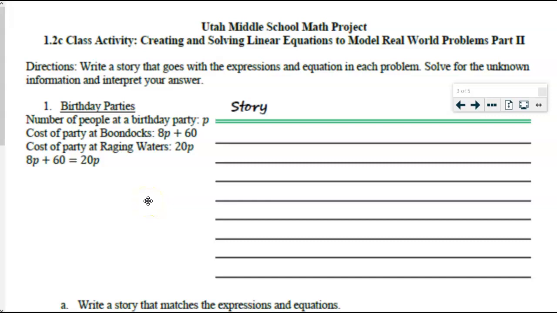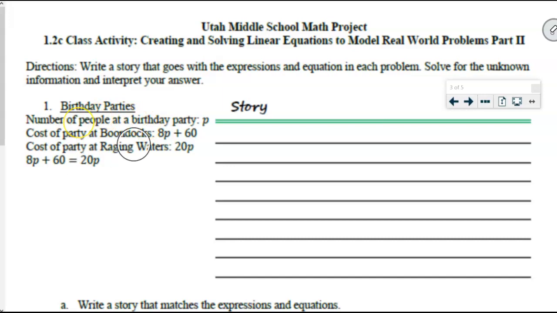All right, this is Utah Middle School Math Project 1.2C, which is creating and solving linear equations to model real-world problems, but this is part 2. We've done one similar to this. This is going to be part 2, where we are writing equations with variables on both sides. So for this lesson, we are going to be writing and then solving equations.